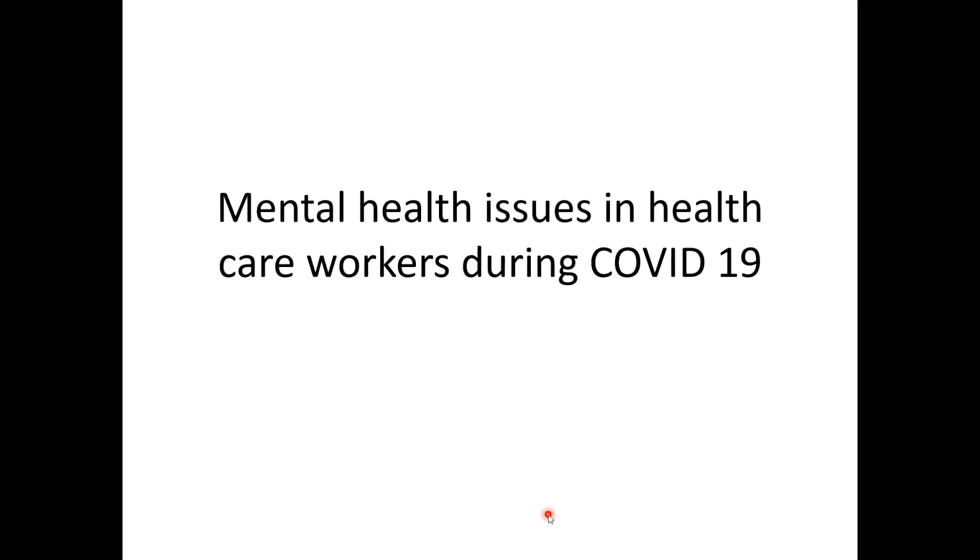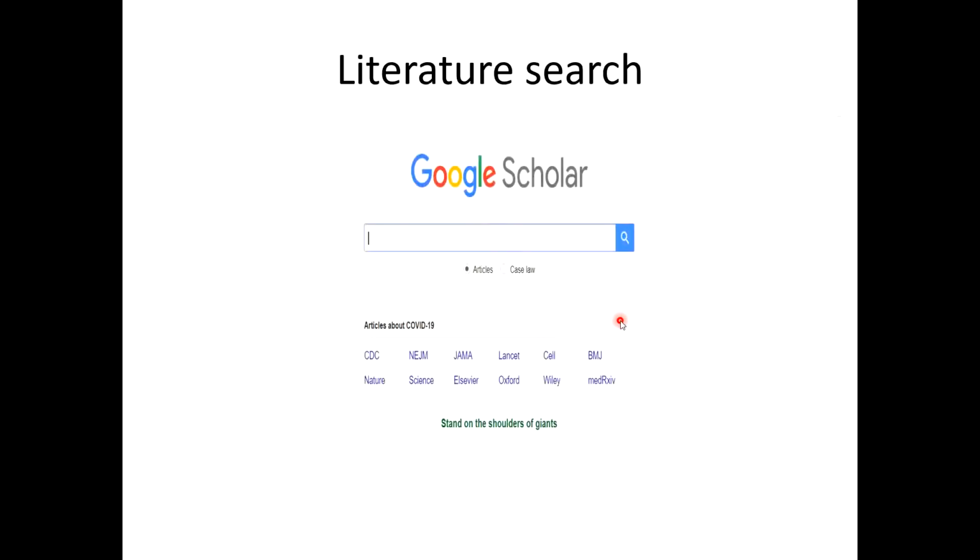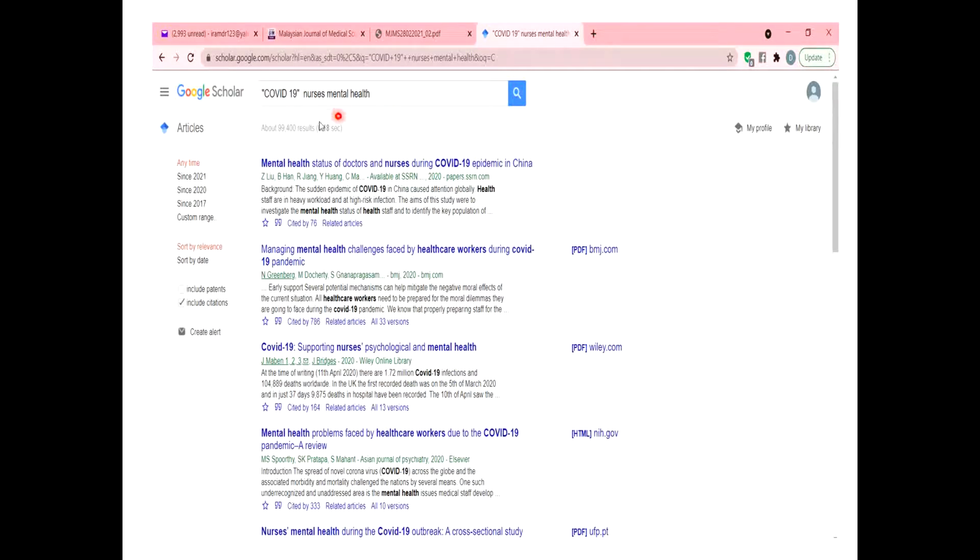Okay. Let's suppose our title is Mental Health Issues in Healthcare Workers During COVID-19. So what will you do? You will do a literature search. You will go into Google Scholar and write your keywords, which are COVID-19, nurses, and mental health. Look at this, we have got 99,400 results. Fine. So you will open these articles in detail and go through their introductions, and a good researcher, for a good write-up, should read at least 15 to 20 introductions.